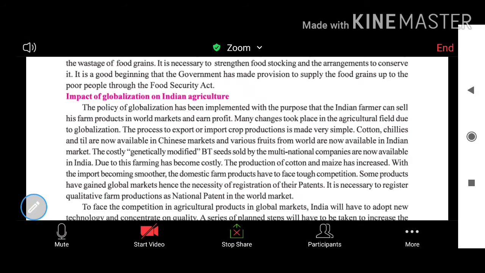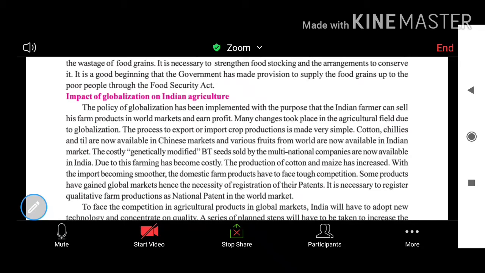globalization on Indian culture. The policy of globalization has been implemented with the purpose that the Indian farmer can sell his farm products in world market and earn profit. Globalization. What is the meaning of the word globalization? We have studied about globalization, and we have understood the meaning also, where one country can access to many other countries, where there is open market globally.